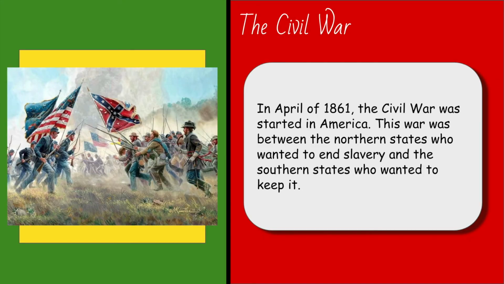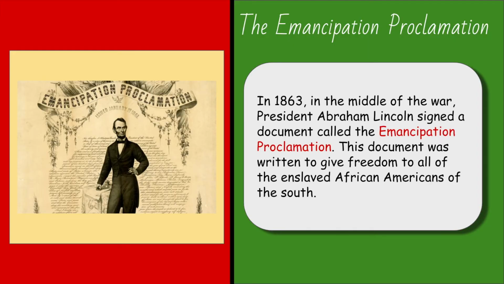The Civil War. In April of 1861, the Civil War was started in America. This war was between the northern states who wanted to end slavery and the southern states who wanted to keep it. The Emancipation Proclamation. Try to say that 3 times fast. All right. In 1863, in the middle of the war, President Abraham Lincoln signed a document called the Emancipation Proclamation. This document was written to give freedom to all of the enslaved African Americans of the South.